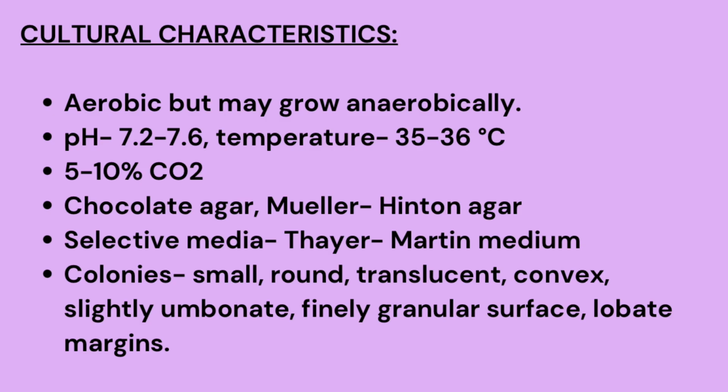Cultural characteristics. They are aerobic, meaning they need oxygen to grow, but they may grow anaerobically also. Growth occurs best at pH 7.2 to 7.6 and at a temperature of 35 to 36 degrees Celsius. It is essential to provide 5 to 10% carbon dioxide. They grow rapidly on chocolate agar and Mueller-Hinton agar.